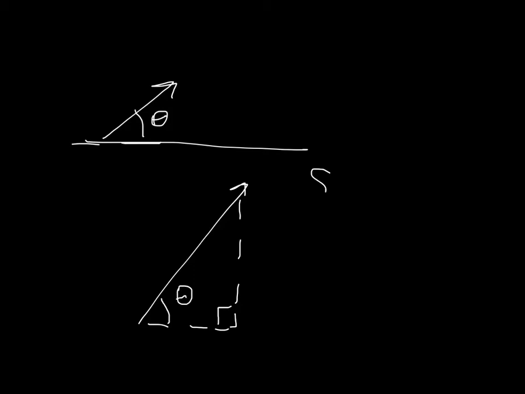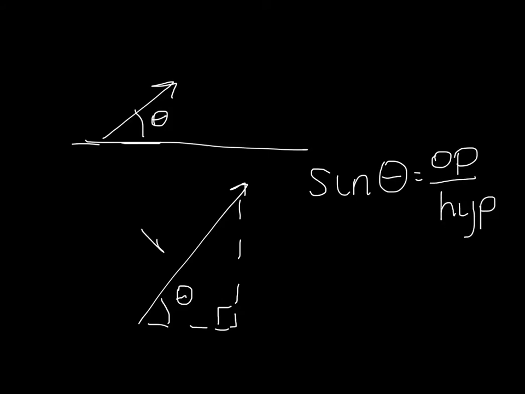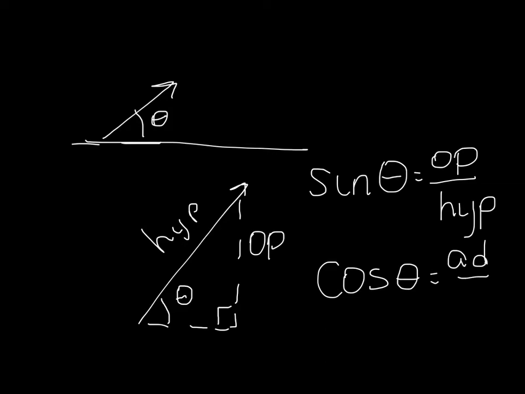So you have sine theta equals opposite over hypotenuse, where the hypotenuse is along your launch direction, and then cosine theta is equal to your adjacent, so it's got to be attached to the angle, over hypotenuse. Okay, those are the equations you'll be using.